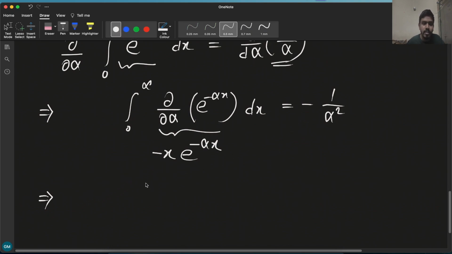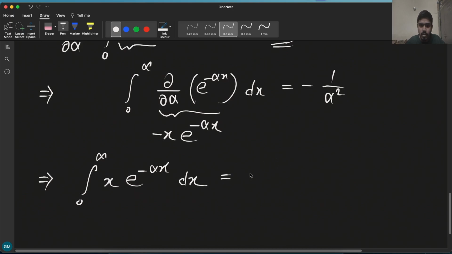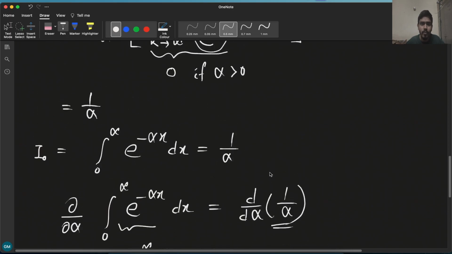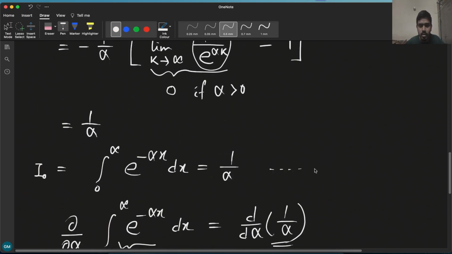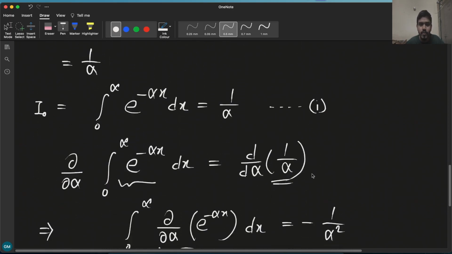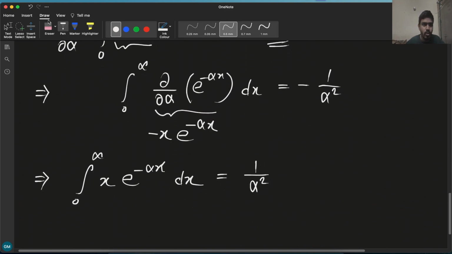So I will omit this minus sign, and we are left with integration from 0 to infinity x e to the power minus alpha x dx equals 1 by alpha square. Let me call this equation 1, let me call this equation 2, and this let me call I1.